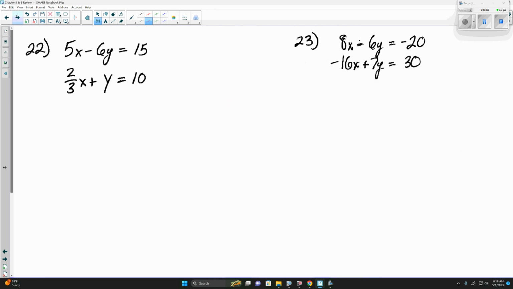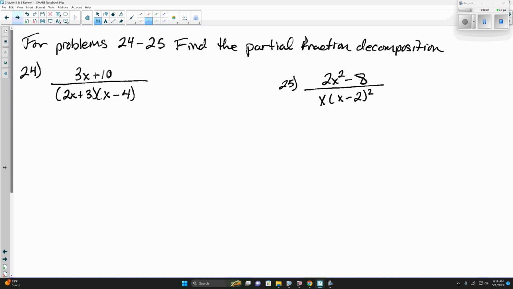Questions on 22 or 23? But even if it does fraction, we can still do RREF. But instead of a 3 by 4, these are a 2 by 3. So we go with 22 and 23. Questions on 24 and 25.